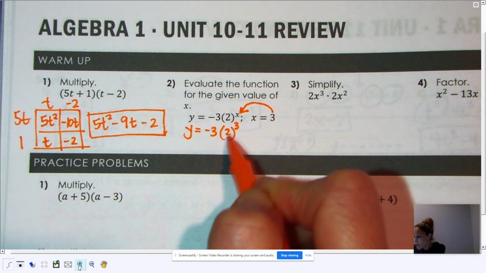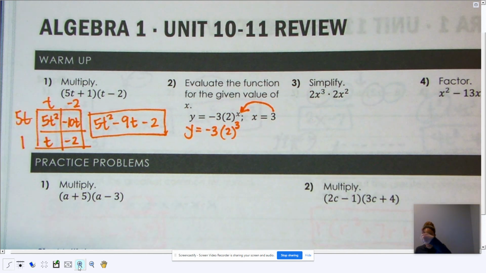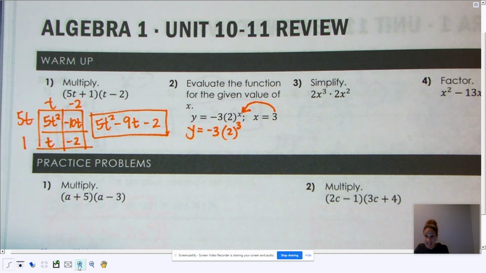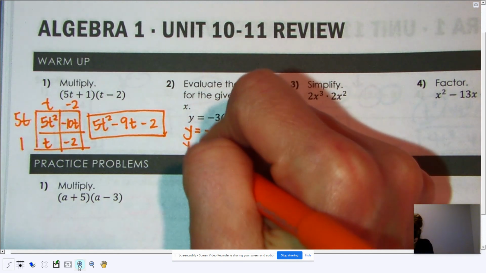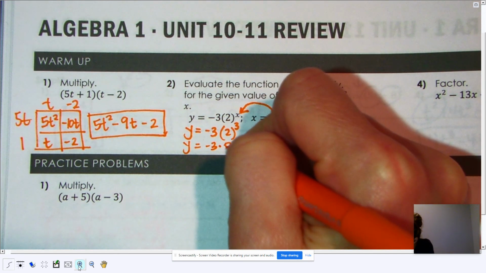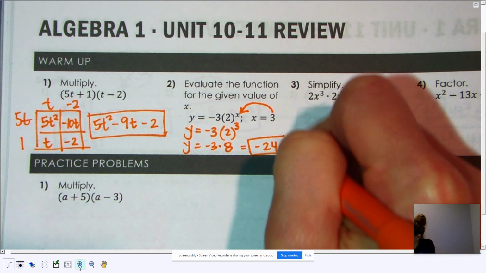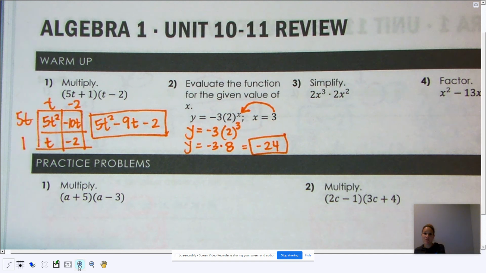So we have to do the exponent next. So 2 to the third power is 2 times 2 is 4, times another 2 is 8. Do not write 6. That's 8. Okay, so we have y equals negative 3 times 8. And then negative 3 times 8 is negative 24. I kind of ran out of room there, else I'd write it right underneath.